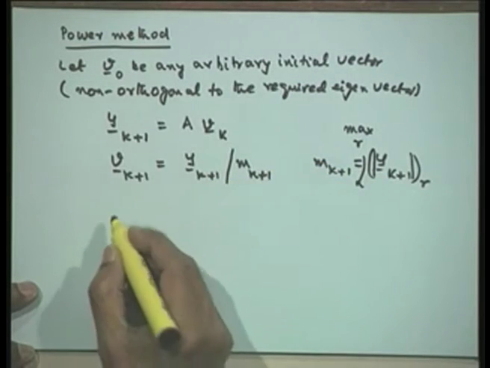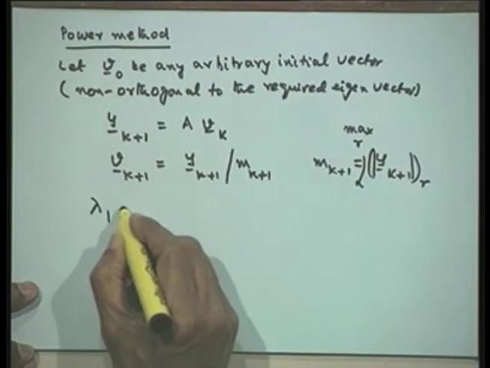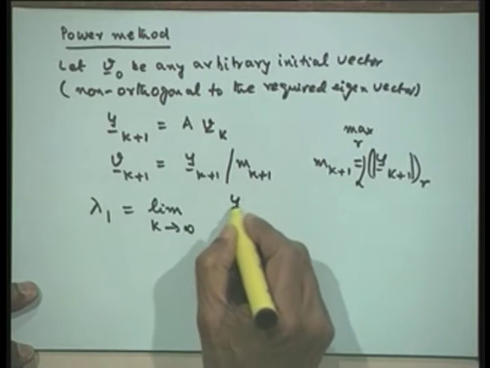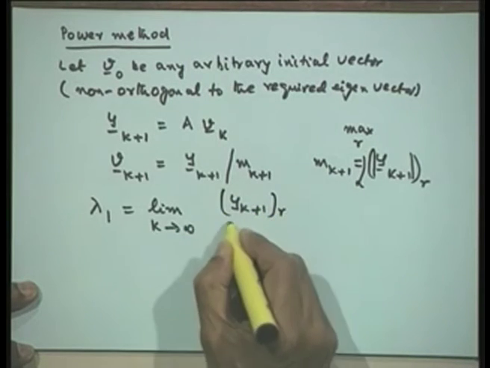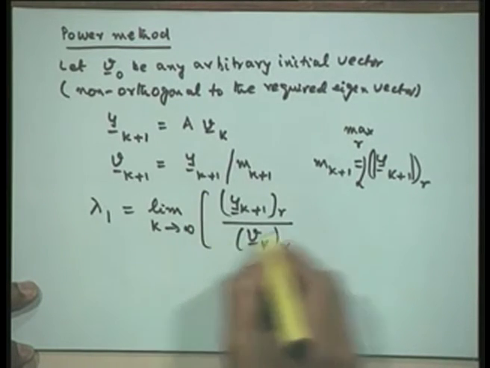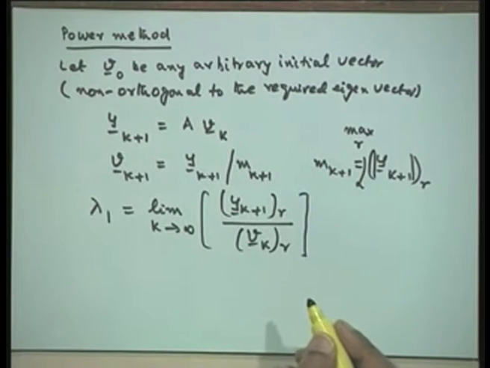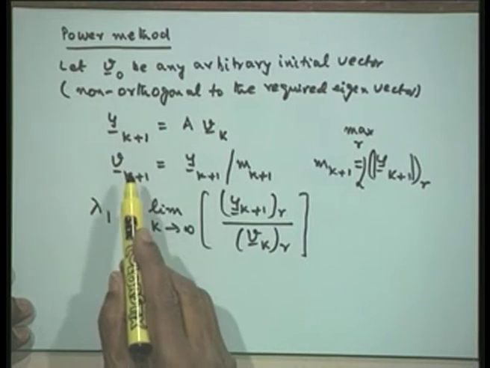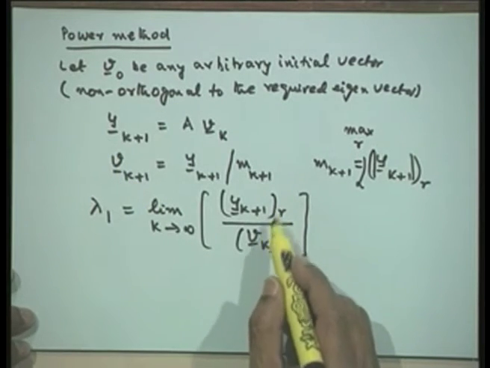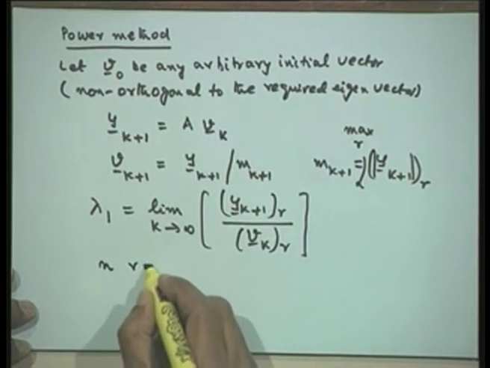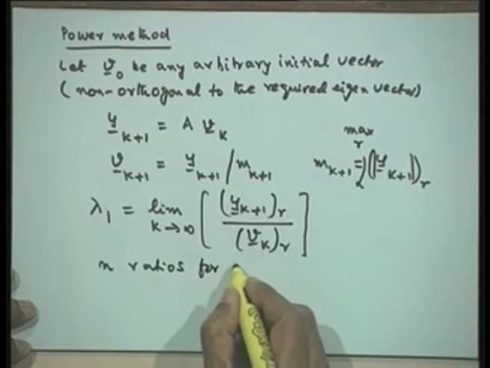Then the eigenvalue, after a certain number of iterations, we shall test this value of lambda, that is the limit as k tends to infinity of the component of y k plus 1 divided by the component of V k. So, we will test the ratios of the corresponding components of the current y k plus 1 and the previous V k. This is nothing but the ratios of components of A k plus 1 and A k in the normalized form. Therefore, these will give you n ratios for lambda 1.